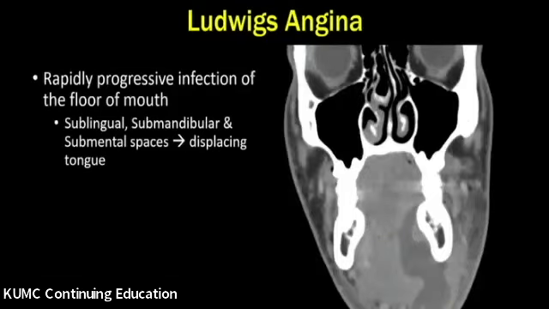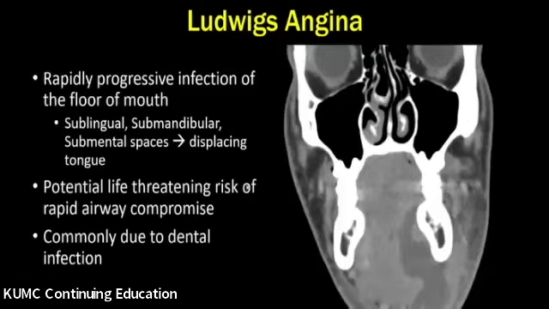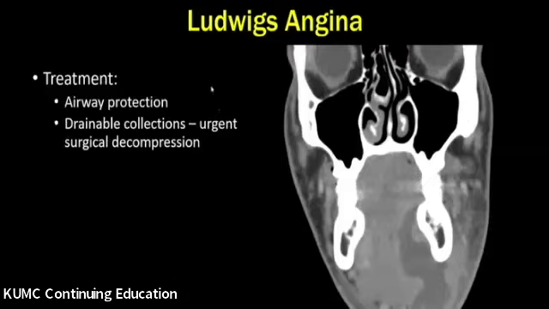So this is a case of Ludwig's angina. It's a rapidly progressive infection of the floor of mouth involving the sublingual, submandibular, and submental spaces. Really, the importance here is the infection displacing that posterior tongue, resulting in rapid airway compromise. It's commonly due to dental infection. Treatment is mainly going to be that airway protection, and any drainable collection should be urgently surgically decompressed.